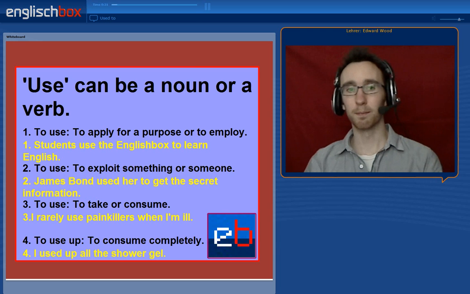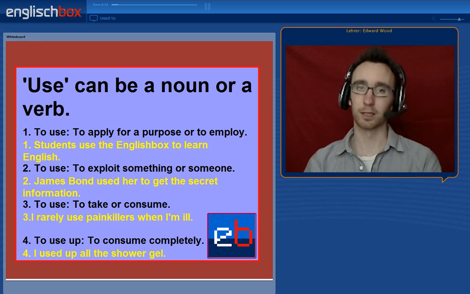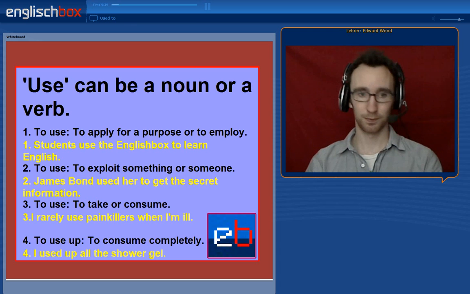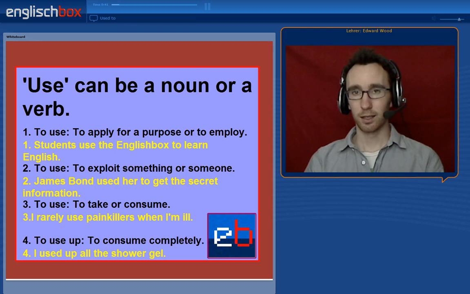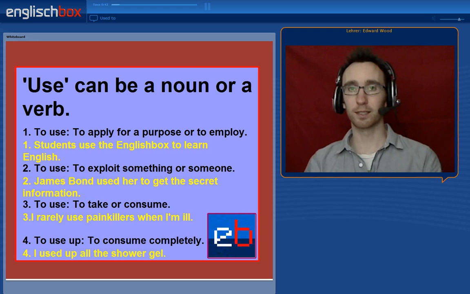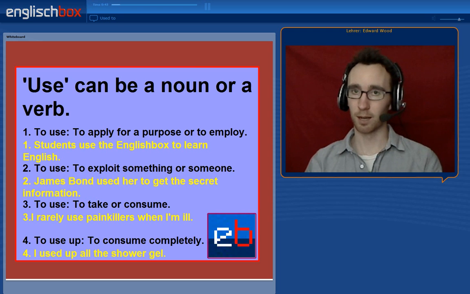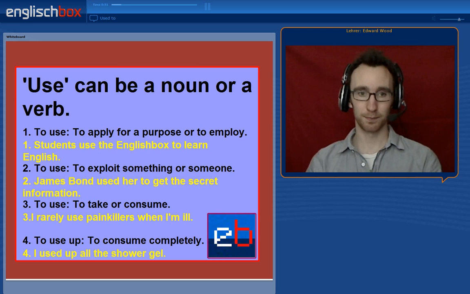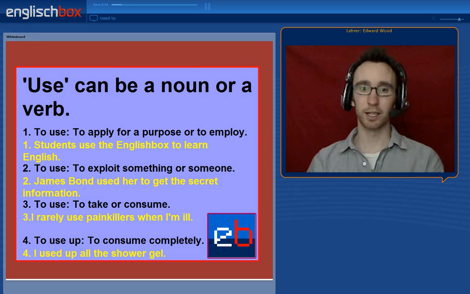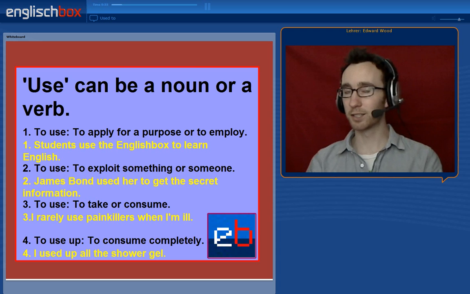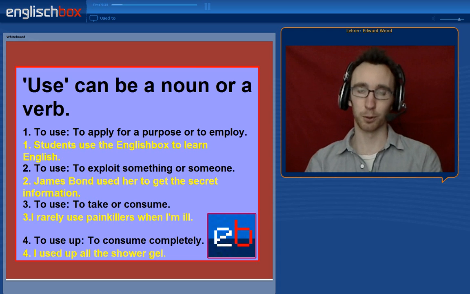So to use can mean to apply for a purpose or to employ. For example, students use the English Box to learn English. It can also mean to exploit something, for example, your position in a company, or someone to your own personal gain or benefit. James Bond used her to get the secret information, for example. He exploited her. He took advantage of her.